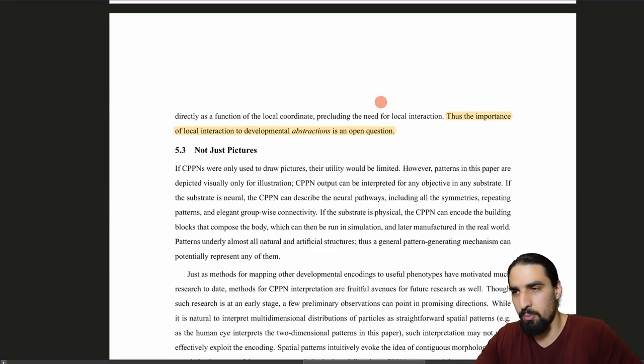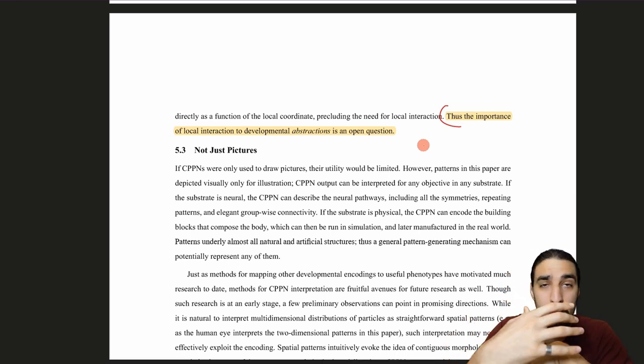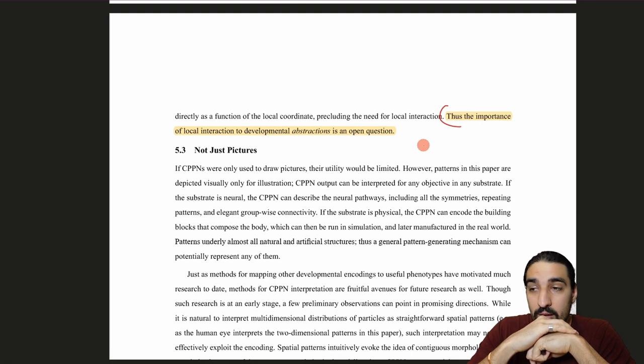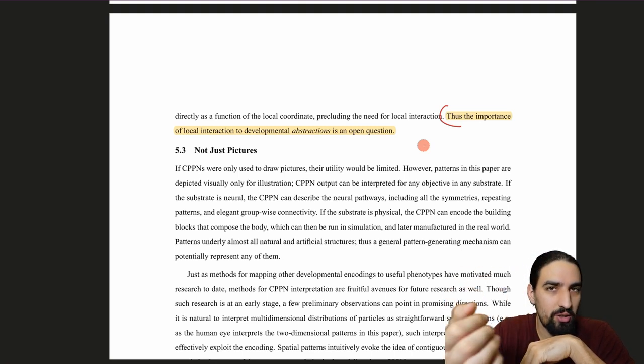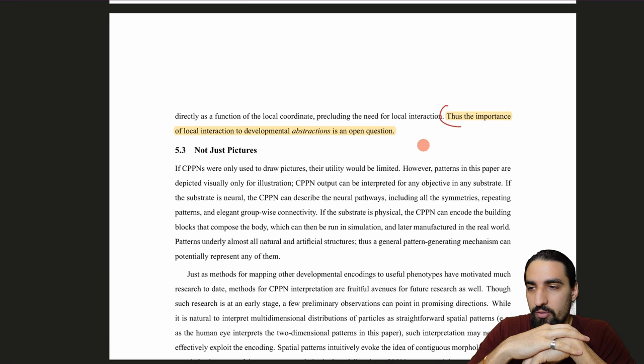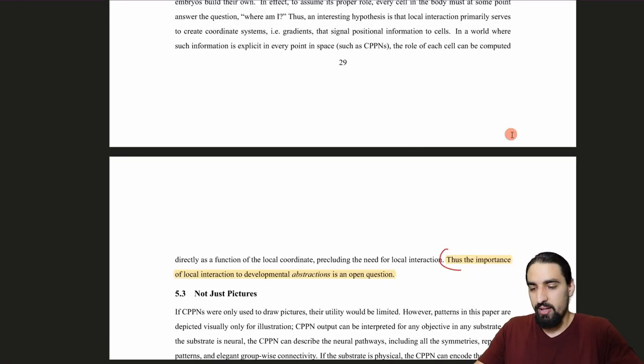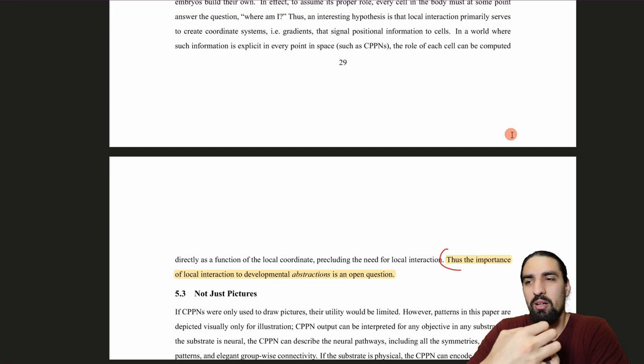They mentioned finally, this is an important sentence: the importance of local interaction to developmental abstraction is an open question. They basically show that CPPNs are an interesting alternative to cellular automata or other models of developmental biology. Now, I did briefly mention that even though they are using CPPNs as a developmental model, they can also use it to just model various neural network architectures.